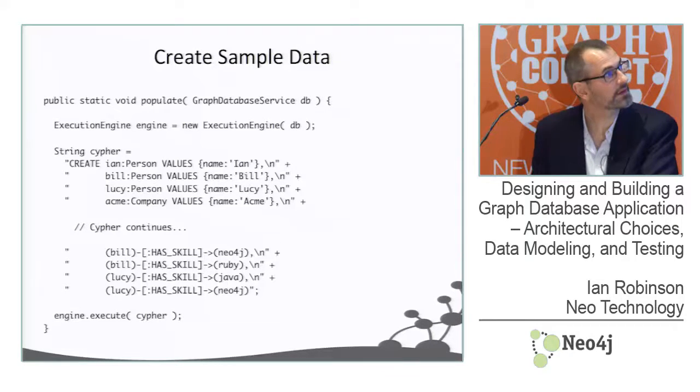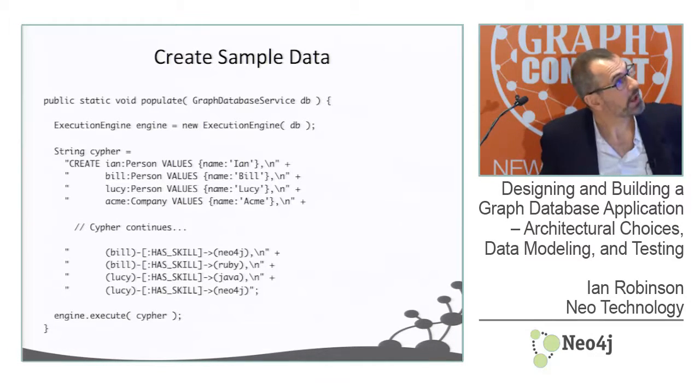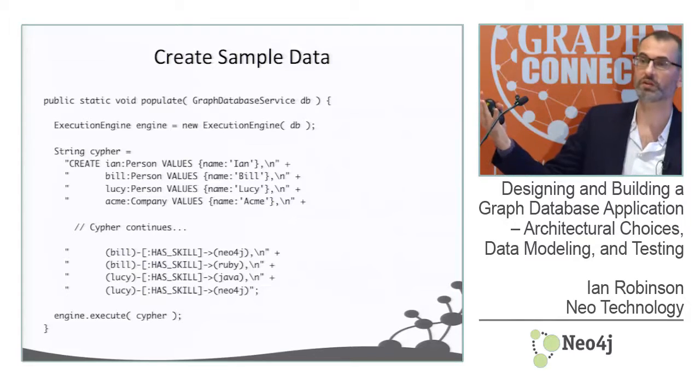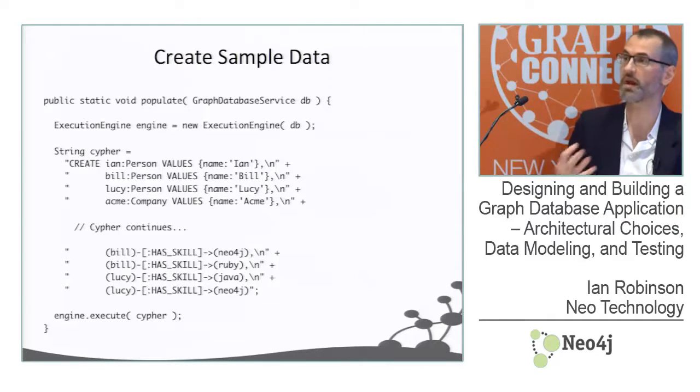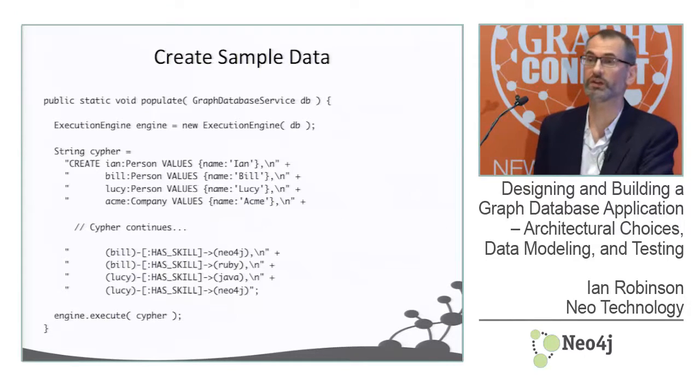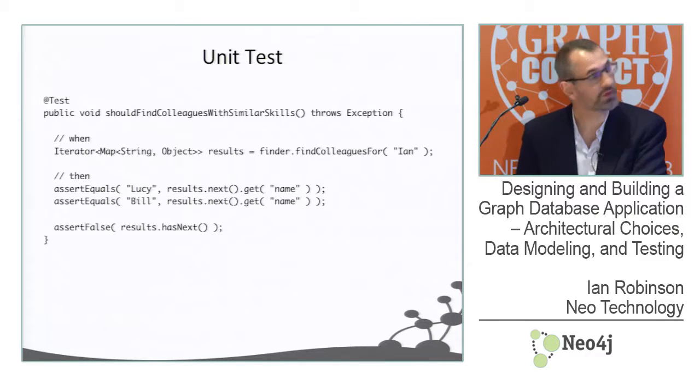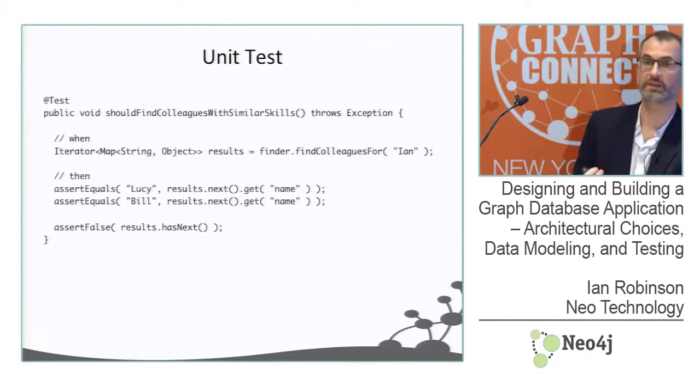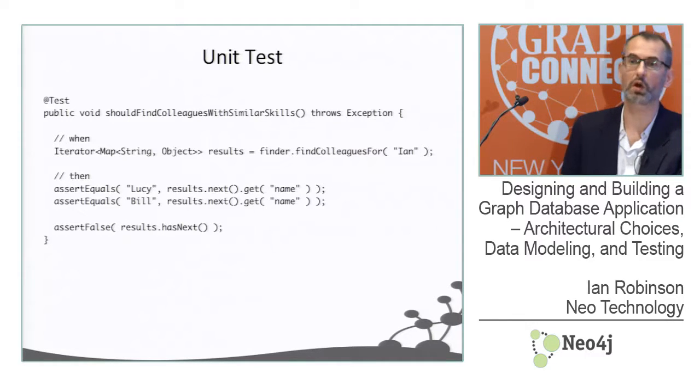Right. This is that populate method. So I created an in-memory version of Neo4j. Now I populate it with a small amount of sample data. Effectively, I build up that little sample data set. And again, I'm doing that using Cypher. Once I've done that, I can then start writing the tests themselves that exercise my colleague finder.